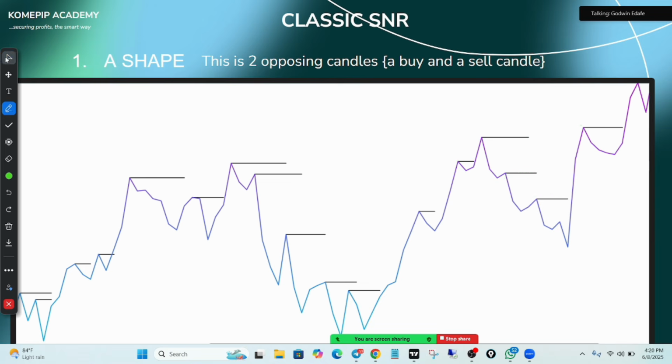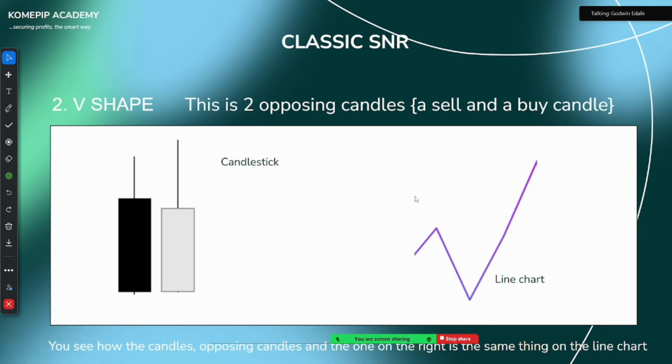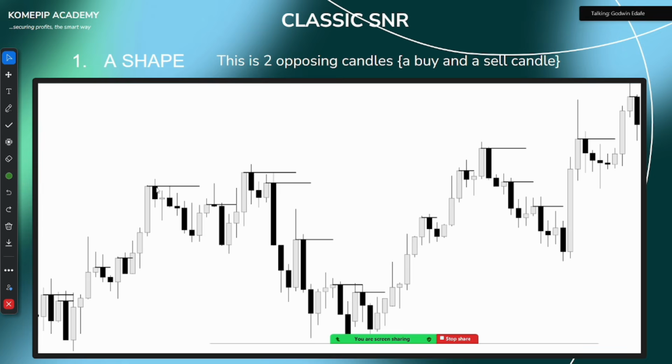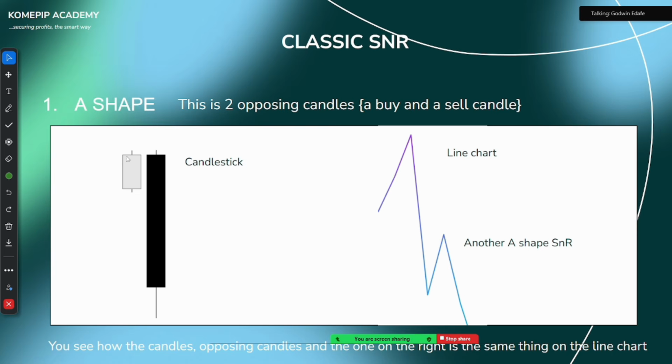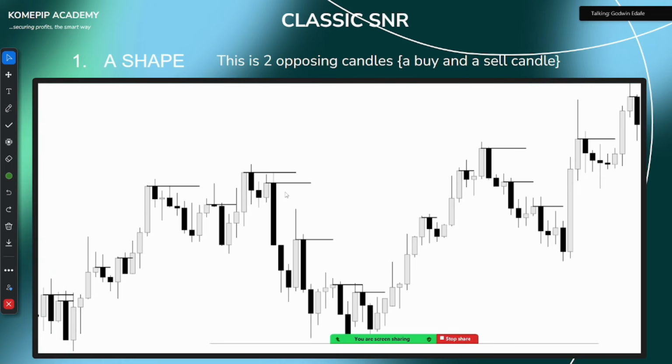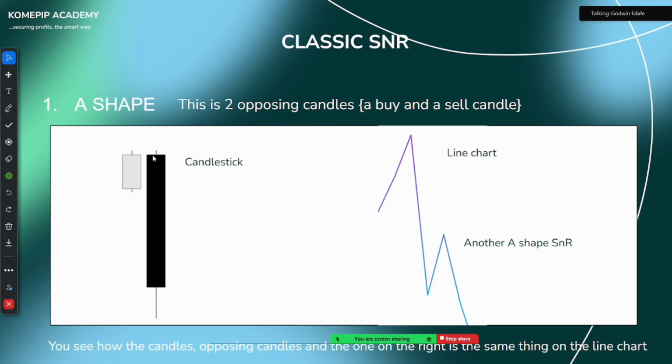Yes, this is A shape. See it here. This is what A shape looks like, right? It's clear. It's not something that is difficult. See it here, A shape.